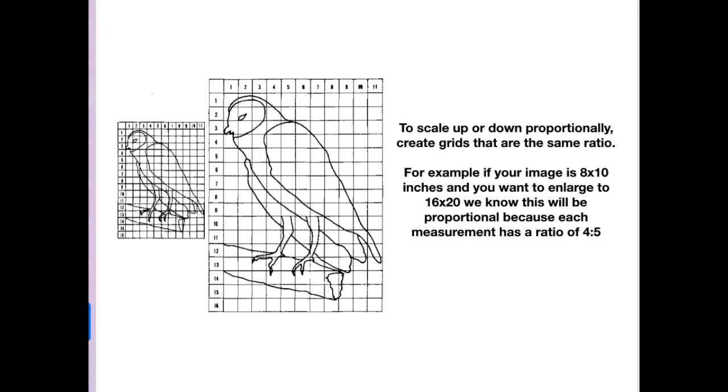So to scale up or down proportionally, you create grids that are the same ratio. For example, if your image is 8 by 10 inches and you want to enlarge it to 16 by 20, we know this will be proportional because each measurement has a ratio of 4 to 5. So you can do this in any ratio. And if you don't know how to do ratios, then you're going to need to look that up on your own. But I think you all should understand at least the basics of that at this point.